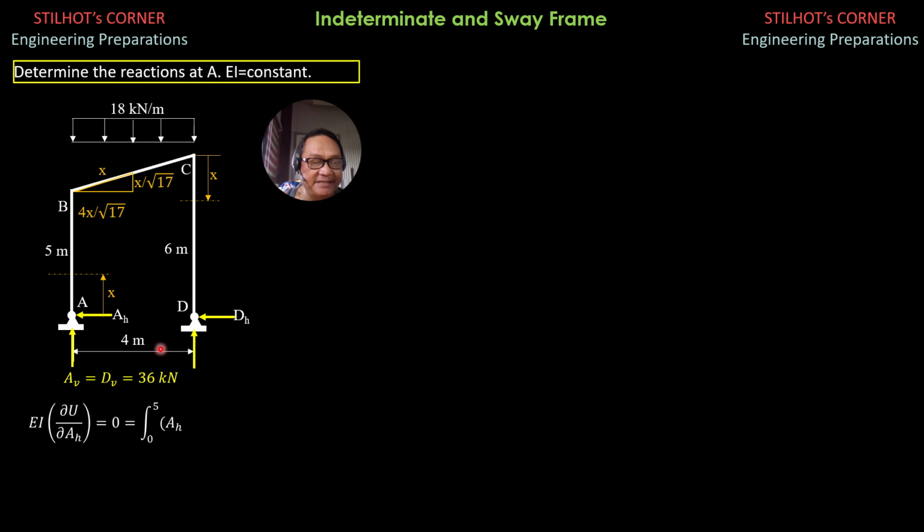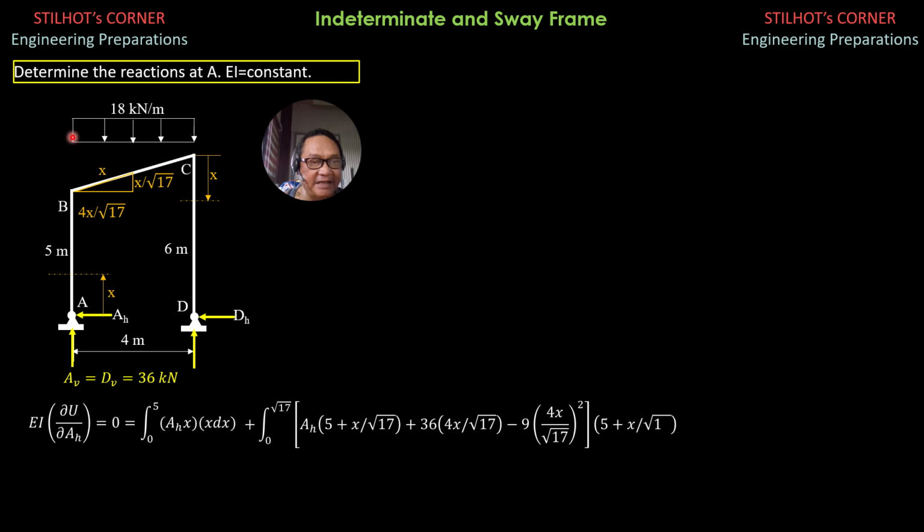then derivative x dx 0 to 5 plus integral of AH times quantity 5 plus x over square root of 17 plus 36 times quantity 4x plus 4x over square root of 17, then minus 18 times quantity 4x plus square root of 17 over quantity squared over 2, so that's 9, 4x over square root of 17 squared. The derivative is quantity 5 plus x over square root of 17.